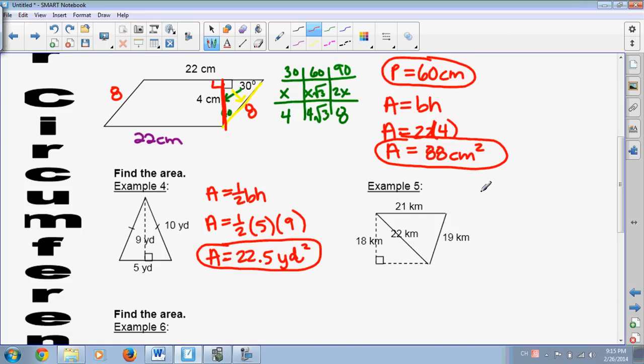Okay, example number 5. Again, a triangle. So area is 1/2 base times height. But I'm kind of having a hard time determining which one is my base and which one is my height. So we need to take a closer look at this. Remember, the base and the height have to be perpendicular to each other. Just like here, the 5 and the 9 were perpendicular. They made the right angle. So I see that these two dotted lines make right angles. They are perpendicular lines. However, these are not lines of our triangle.